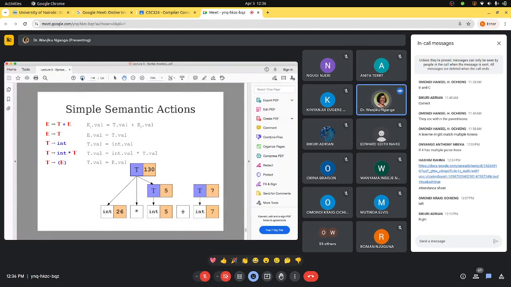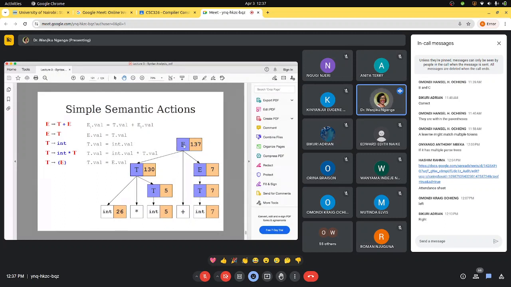Then we call T goes to int, and we copy the value using the semantic action. The value of T is assigned the value of int, which is now 7. Finally, we have E goes to T. So the value of the expression is the value of T, and we have a 7 there. And then for E goes to T plus E, you add the two. So the value of E will be T plus E, which is 137.